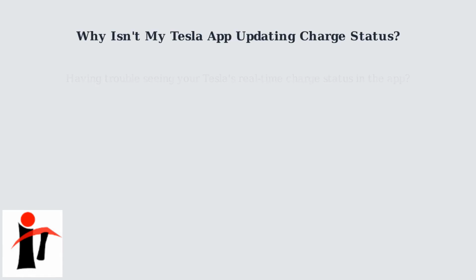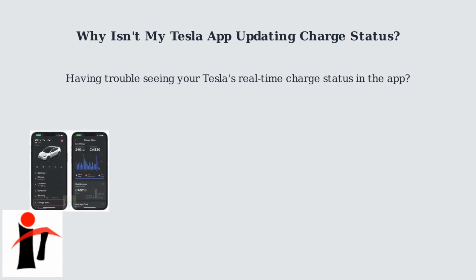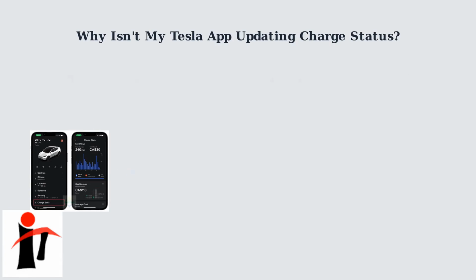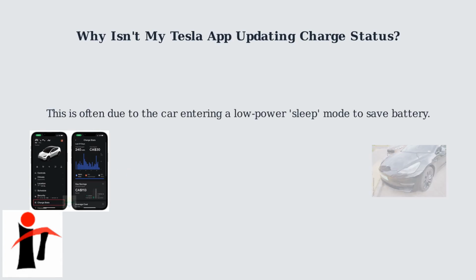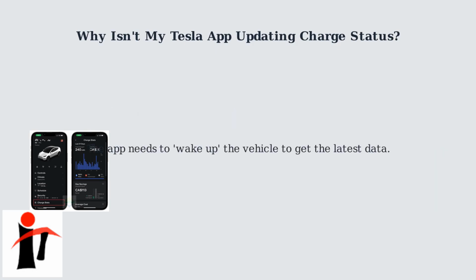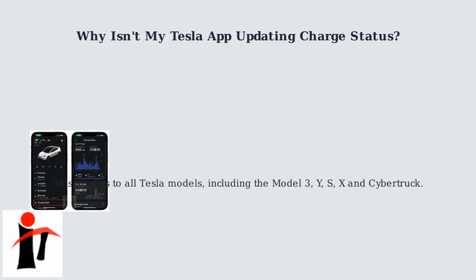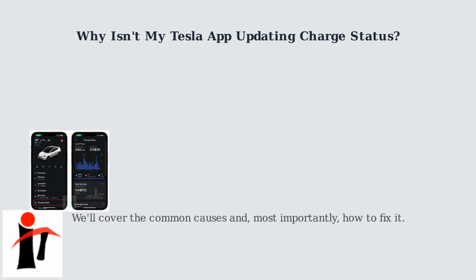Having trouble seeing your Tesla's real-time charge status in the app? This is often due to the car entering a low-power sleep mode to save battery. The app needs to wake up the vehicle to get the latest data. This applies to all Tesla models, including the Model 3, Y, S, X, and Cybertruck. We'll cover the common causes and, most importantly, how to fix it.